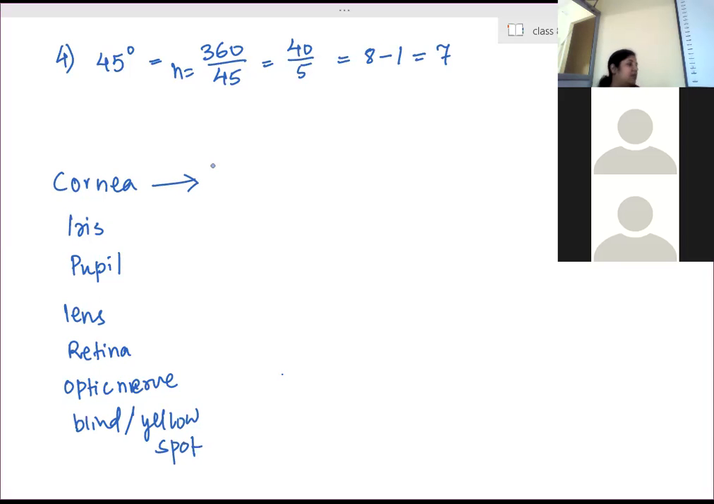Then hypermetropia. We can see far things clearly, but nearby things cannot be seen properly. In this case, the image is formed behind the retina, so the brain cannot get the information and cannot process it. To correct this defect, we use convex lens. Hypermetropia is corrected by convex lens and myopia is corrected by concave lens.